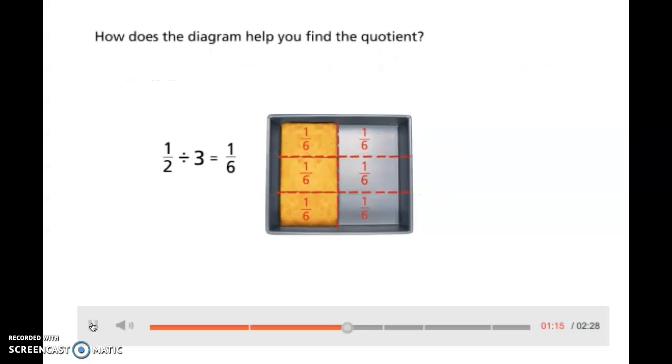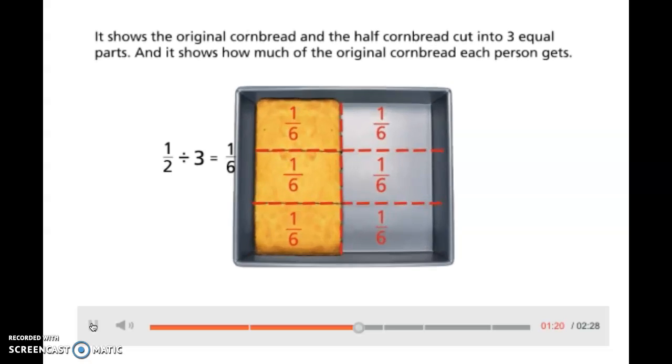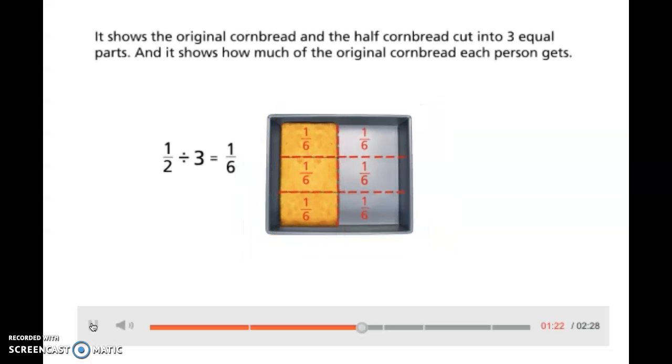How does the diagram help you find the quotient? It shows the original cornbread and the half cornbread cut into 3 equal parts. And it shows how much of the original cornbread each person gets.